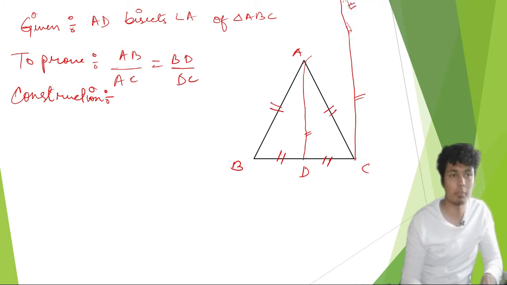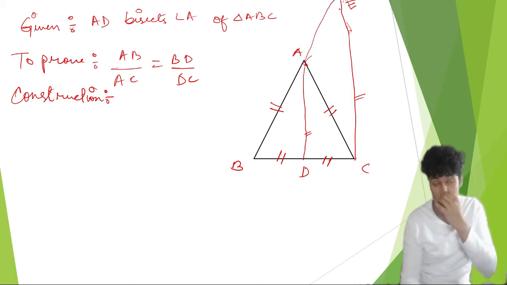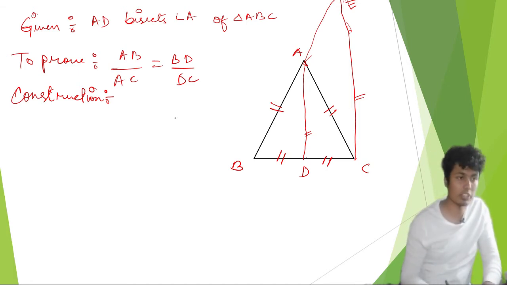So this is E. Assume this is E. And now extend AB. Extend AB to E. Okay. This is the construction. What is the construction? We are going to draw CE. CE is parallel to AD, and AD is extended to E.